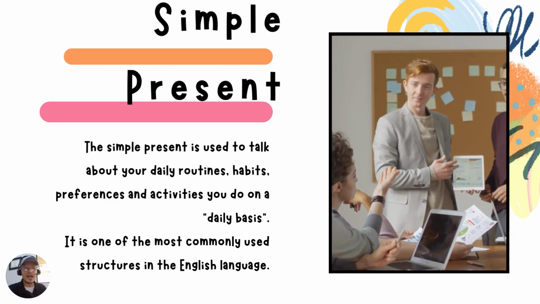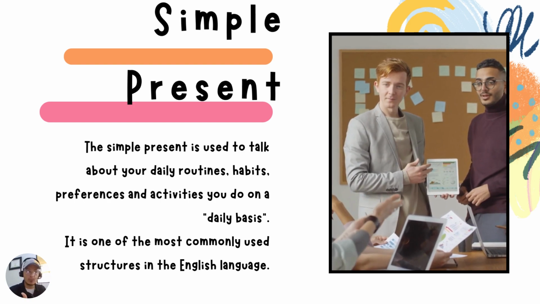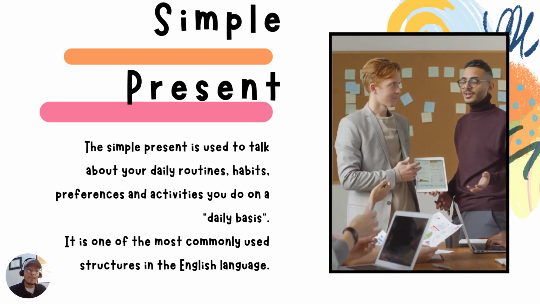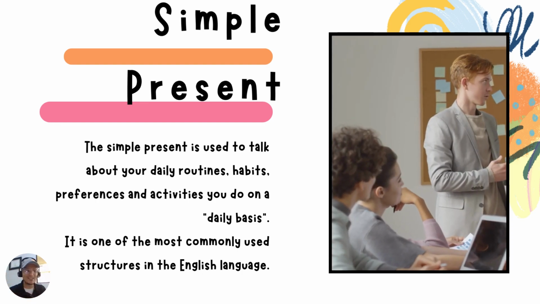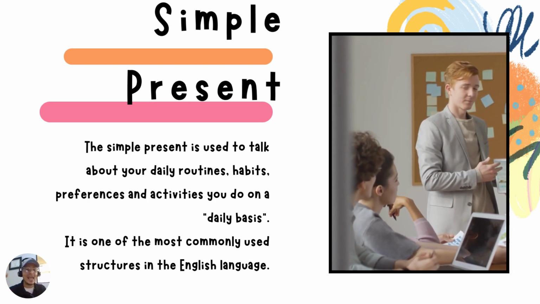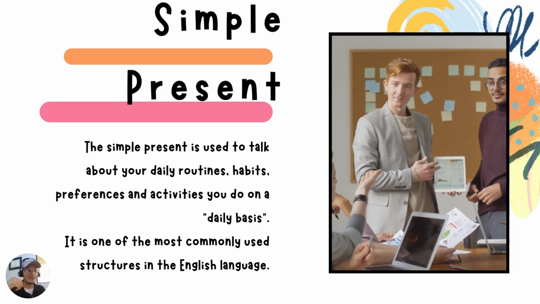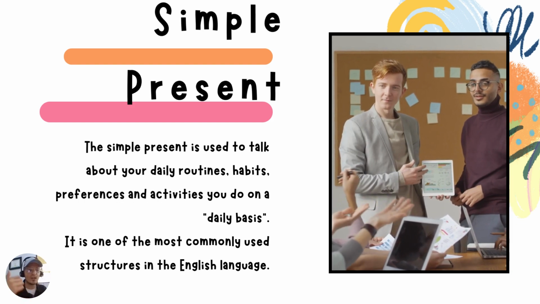As it says here, we use the simple present to talk about our daily routines. For example, I work every day. Maybe my habits, like, I take a shower in the mornings. Preferences, like for me, I like pizza. And activities you do on a daily basis. For example, I finish work at 9, I watch TV after work.